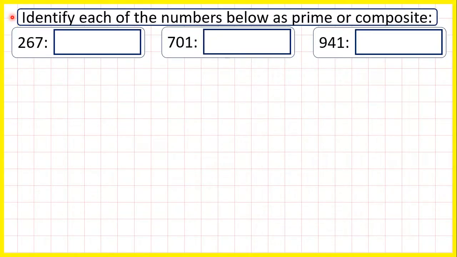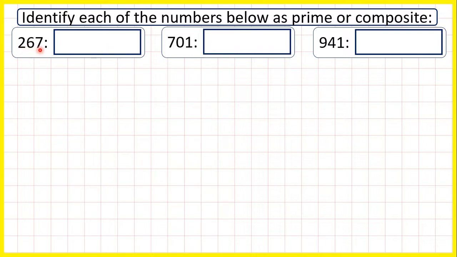Identify each of the numbers below as prime or composite. So we know that a prime number is only divisible by itself and 1, whereas a composite number has other factors as well. Now we can tell whether a number is prime or composite by dividing by the first 4 prime numbers. So dividing by 2, 3, 5 and 7. If all of those divisions give a remainder, then you know that the number is a prime number.